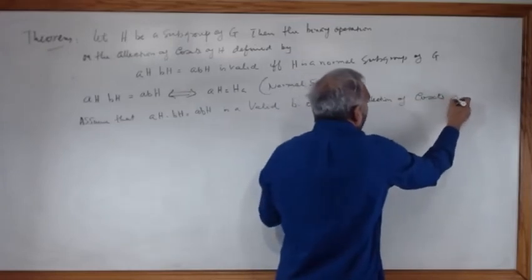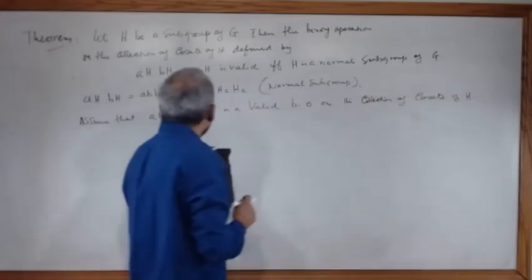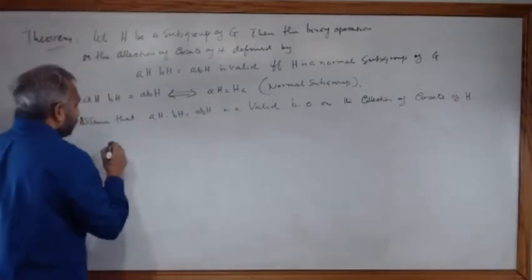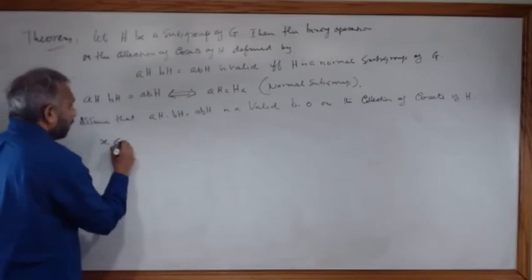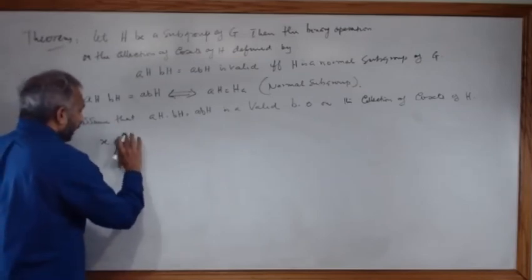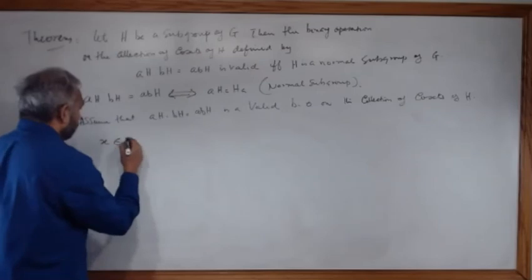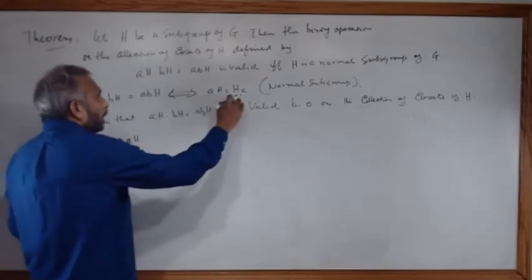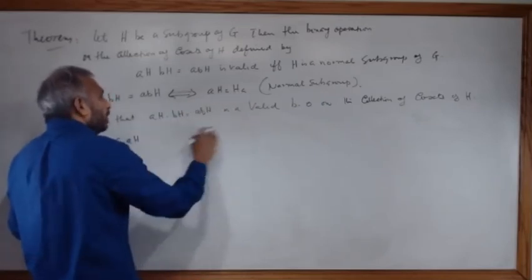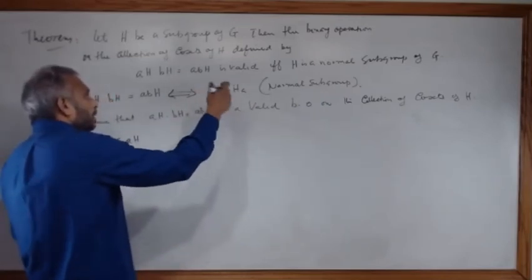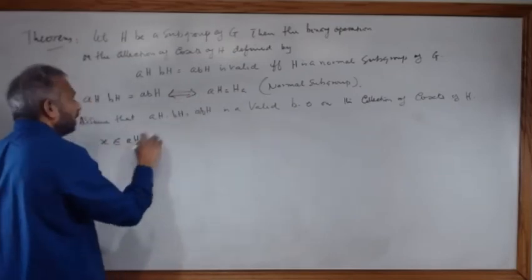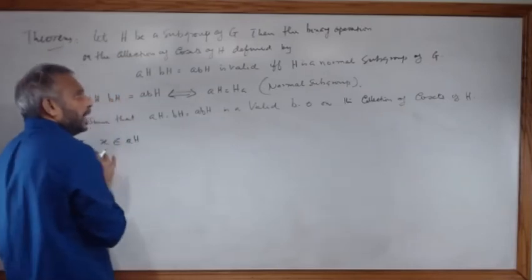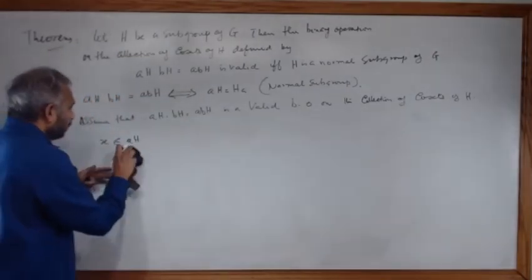Cosets of H. Now we need to prove that AH is equal to HA. So let us take one element, X belongs to AH, and we are going to show that X is an element of HA. Then we continue the argument the other way, to say that HA is a subset of AH, and hence AH is equal to HA. That is the plan.